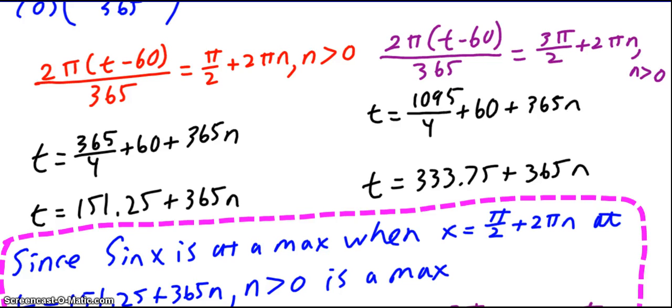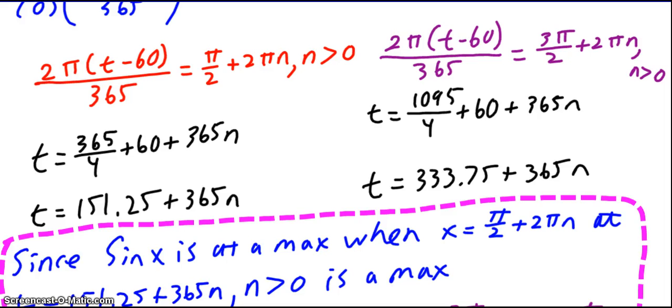because normally I say n just represents all integers. Now I'm saying it represents all positive integers. So now solve this for t. I multiply everything by 365, divide everything by 2 pi, and then add 60. So that's how I end up with t equals 151.25 plus 365n. Same thing here. Solve for t, multiply by 365, divide by 2 pi, add 60. So that's how I get t equals 333.75 plus 365n.